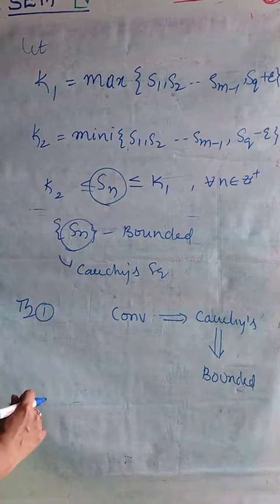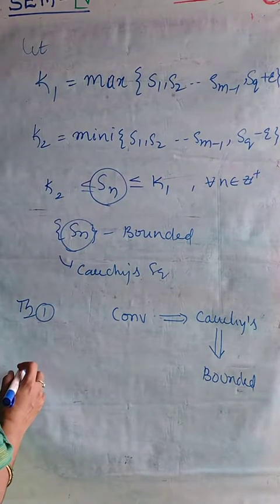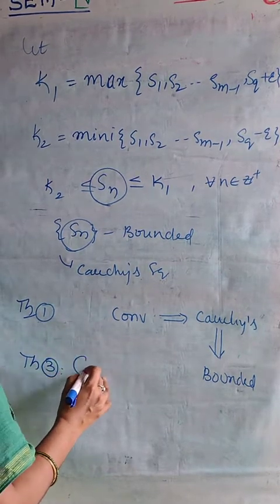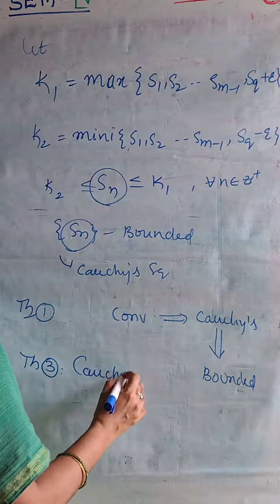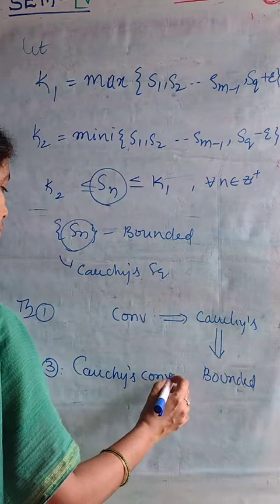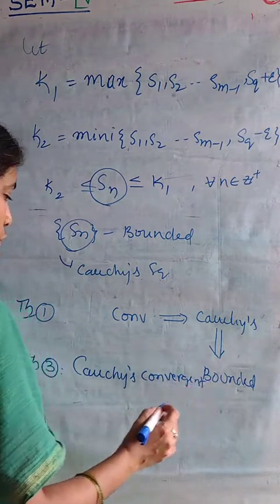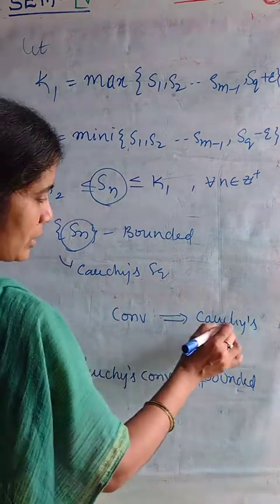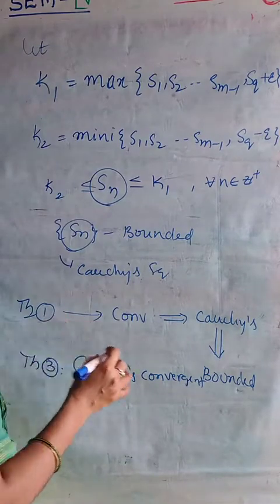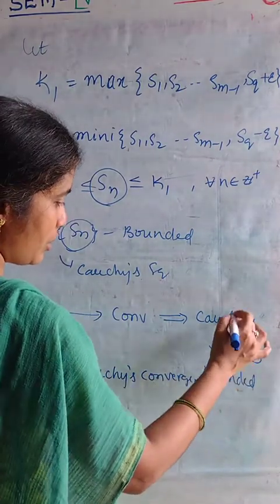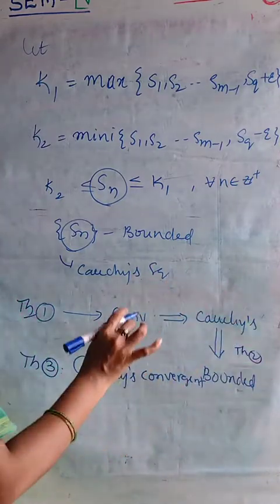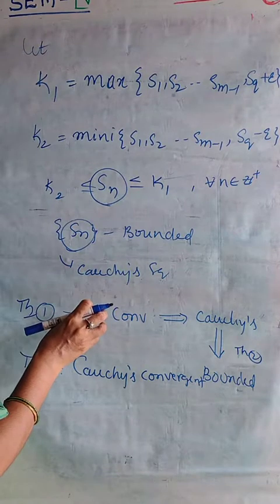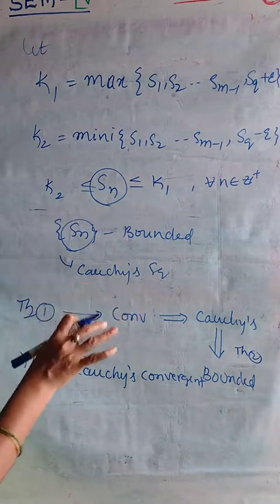Now, in the next class we will discuss a very important theorem, theorem 3, which is Cauchy's convergence theorem. To know this, we need full knowledge of theorem 1, that a convergent sequence is Cauchy, and theorem 2, that every Cauchy sequence is bounded. It is the linked theorem of these. That's why we will discuss it later, after we have full knowledge of these two theorems.